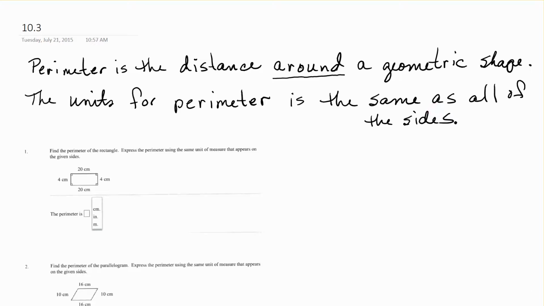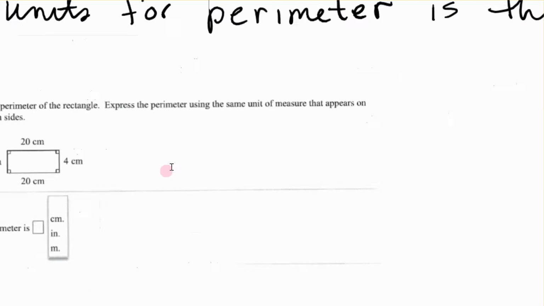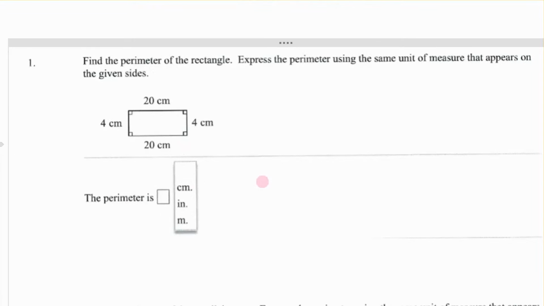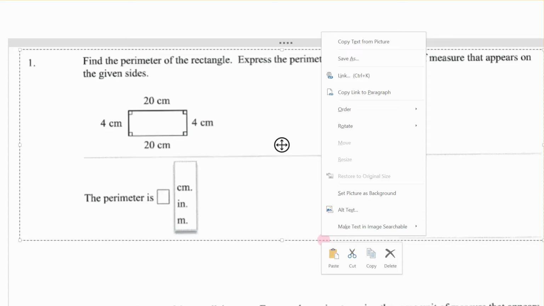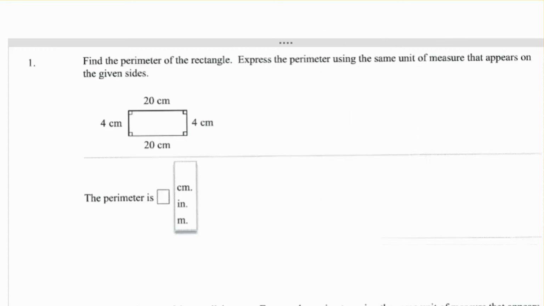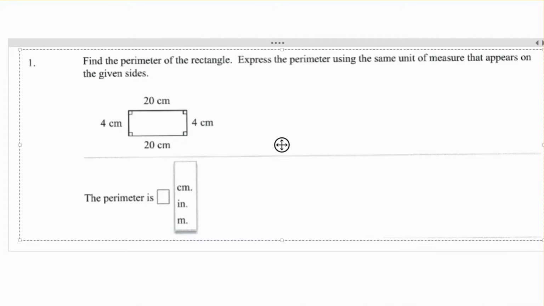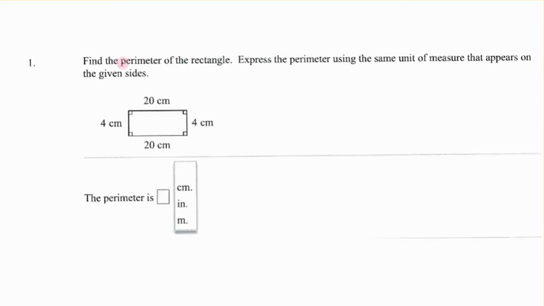All right, although it's going to make the words at the top really too large to even read, I'm going to make this a little larger so that we can see these pictures better. Okay. It says, find the perimeter of the rectangle. Express the perimeter using the same unit of measure that appears on the given sides.